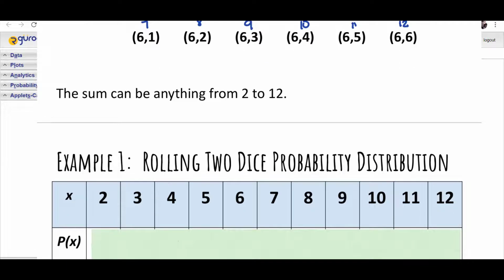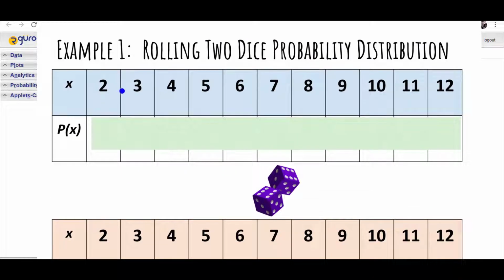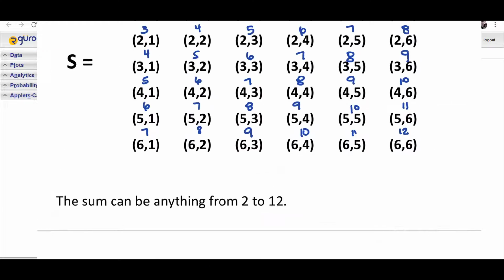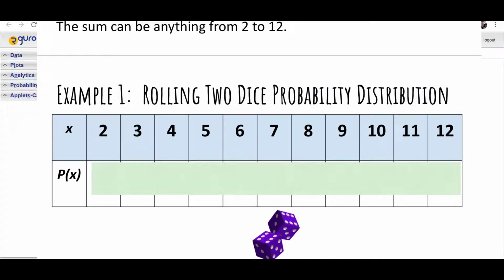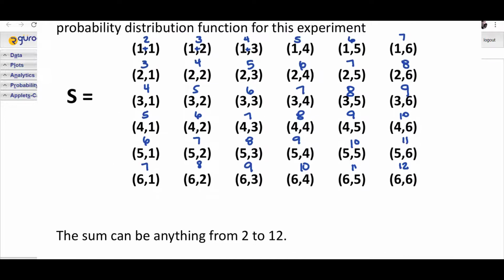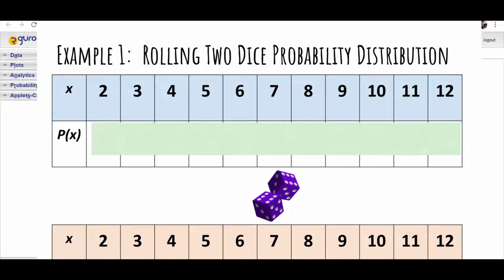The sum can be anything from 2 to 12, right? So we're going to make a probability distribution. I've already listed the random variables. Now, if you go back up here, you can count how many of each there are. There's a total of 36 outcomes. So what would be the probability of rolling a sum of 2? There's only one way for that to happen, right? That's one way out of 36. So you would write 1 out of 36 here. So pause the video and go ahead and see if you can fill the rest of these out.